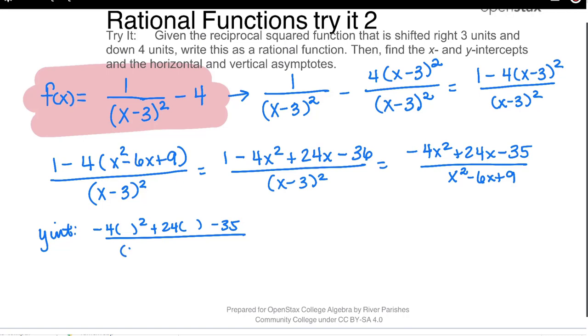So I'm going to rewrite the whole function, and everywhere I see an x, I'm going to replace it with 0. And this actually comes out to be negative 35 over 9. So I have a y-intercept at 0 and negative 35 over 9.